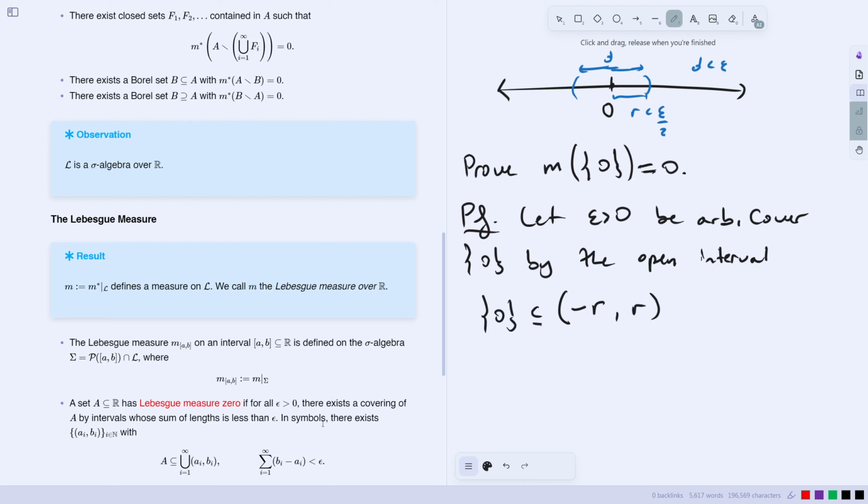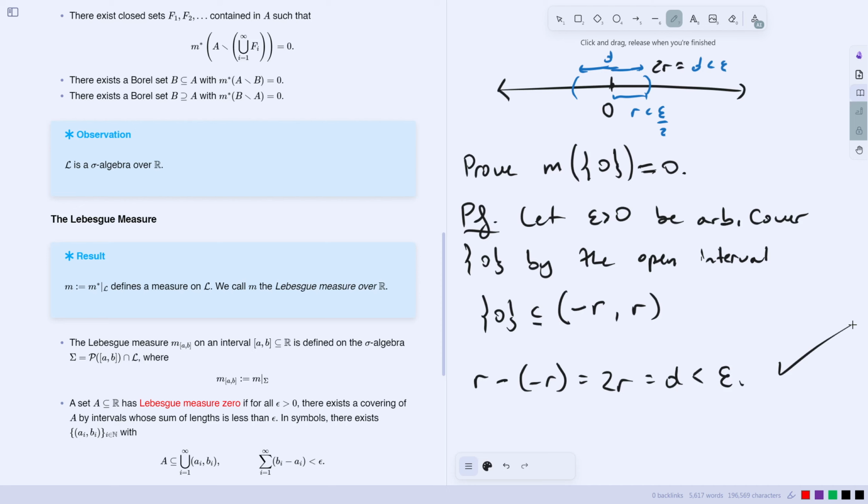Now, what's the last thing we need to check? Is the length of that interval less than epsilon? Well, it is, because of how we chose our diameter, which is equal to 2r, to be less than epsilon. What's the length of this? It's r minus negative r, which is 2r, which is equal to our diameter d. This really wasn't needed. We could have just been direct, but whatever. And that's less than epsilon. And we're done.